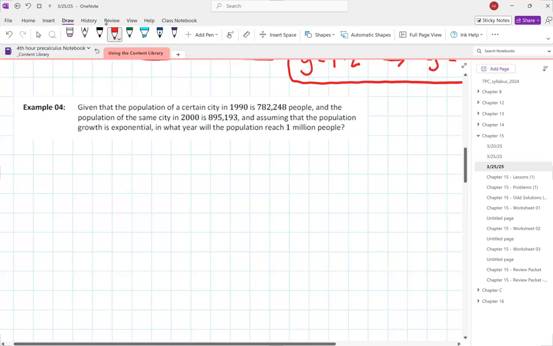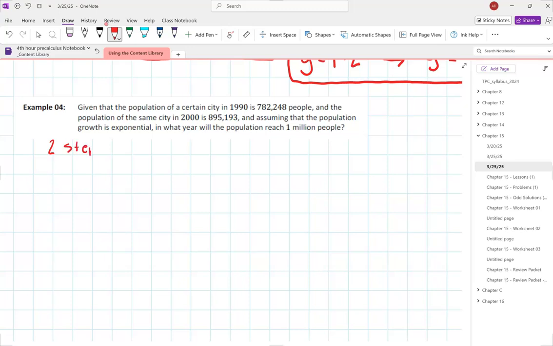Today we're gonna look at some story problem examples. So this first situation says, given the population of a certain city in 1990 is 782,000 and change, and the population of the same city in 2000 is 895,000 and change, and assuming the population growth is exponential, in what year will the population reach 1 million people?